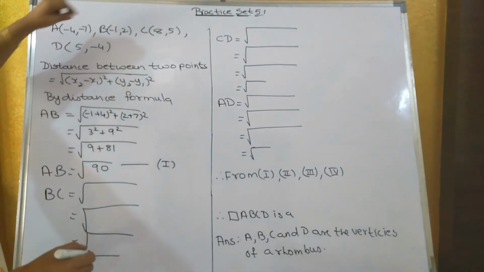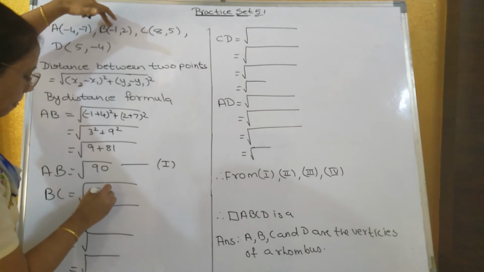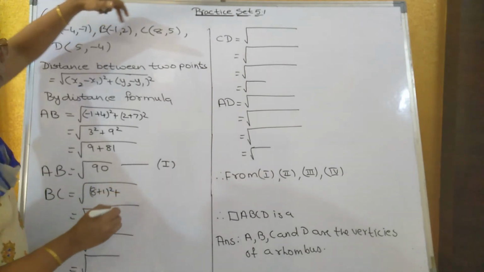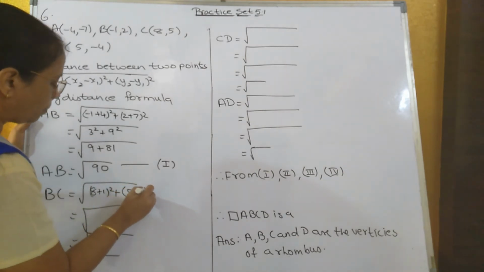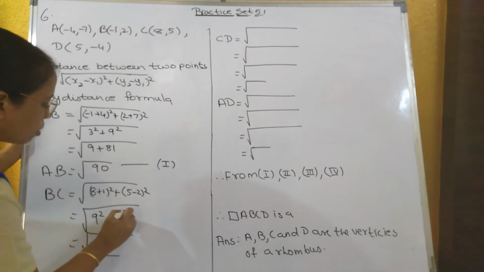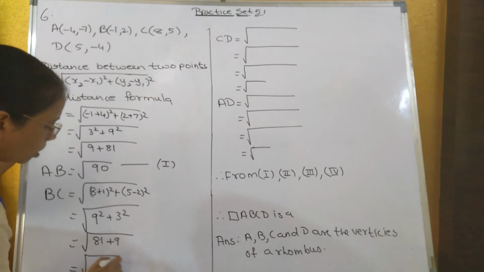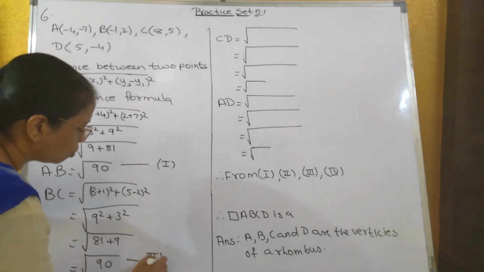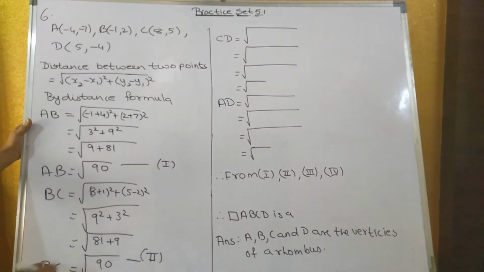Similarly, you will find out BC: 8 plus 1 the whole square plus 5 minus 2 the whole square. 8 plus 1 is how much? 9 square, and 5 minus 2 is how much? 3 square. That is 81 plus 9, that's equal to 90. Let us take this as 2. This is BC.